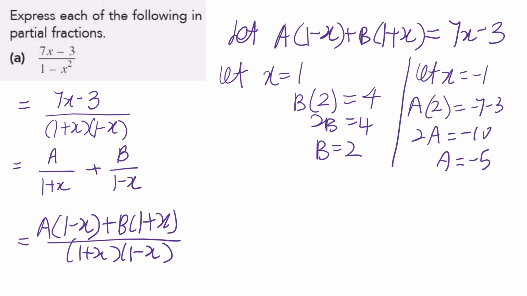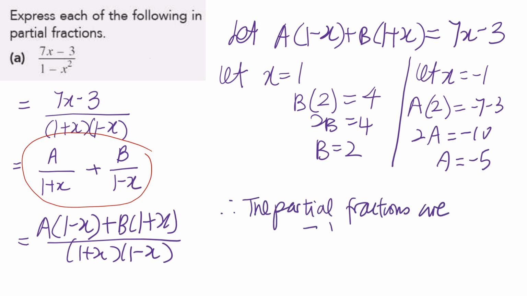So with these two values that we found, we'll put them back into the partial fractions. These are the two partial fractions for the answer. Right, so therefore the partial fractions are negative 5 over 1 plus x plus 2 over 1 minus x. Alright, so this is quite a straightforward question, using the first rule, where your denominator is linear factors.